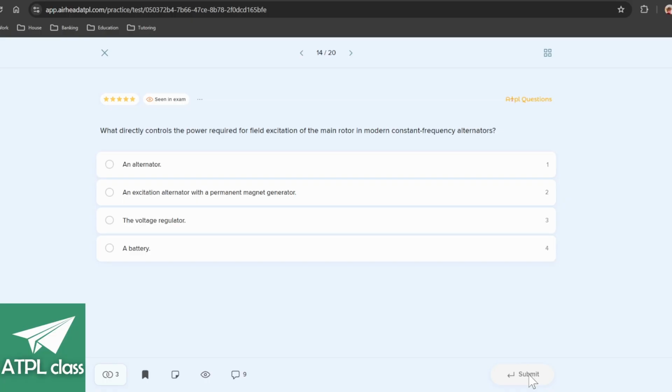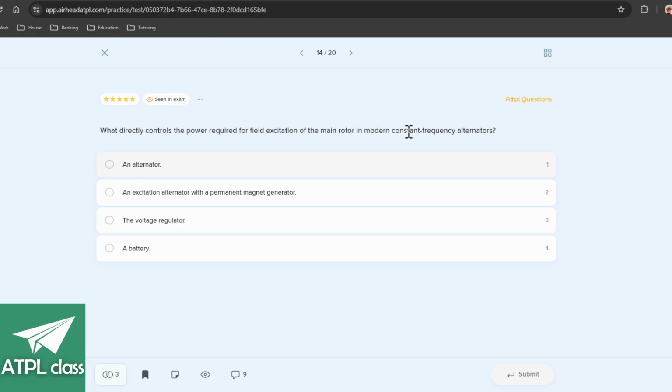What directly controls the power required for field excitation of the main rotor in modern constant frequency alternators? That just sounds complicated, doesn't it? Okay, so what directly controls the power required for field excitation? So field excitation is going to be like an electromagnet in the main rotor. Electromagnet in the main rotor, yeah, in modern constant frequency alternators.